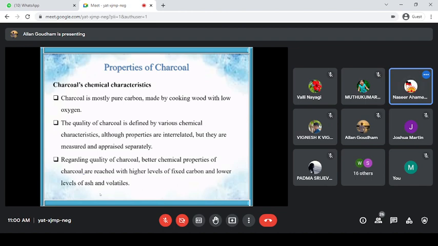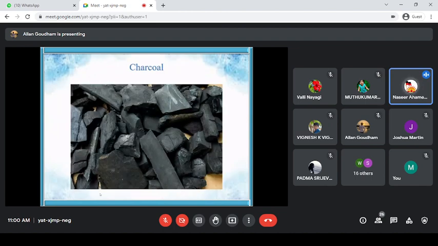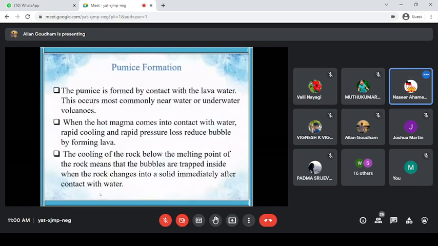Next. It is a pictorial representation of the charcoal when we used it. Next. The pumice formation.